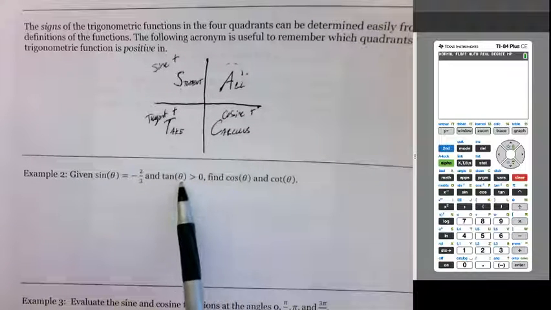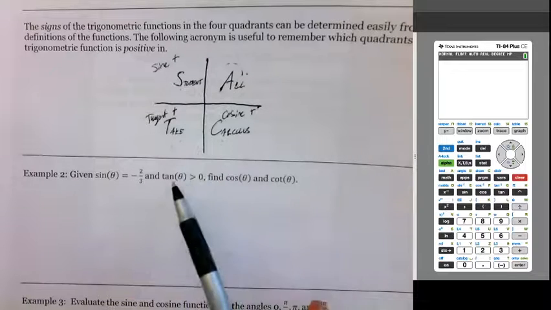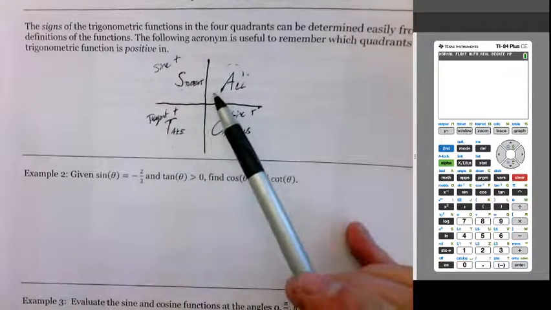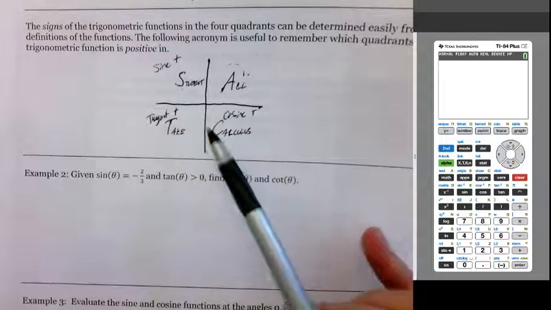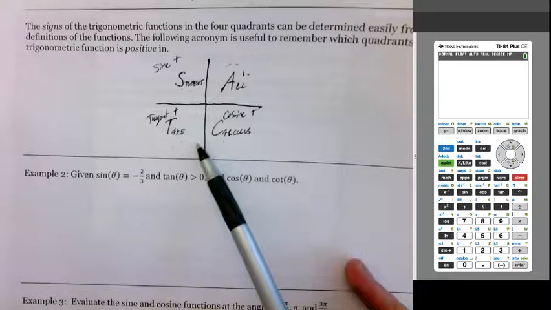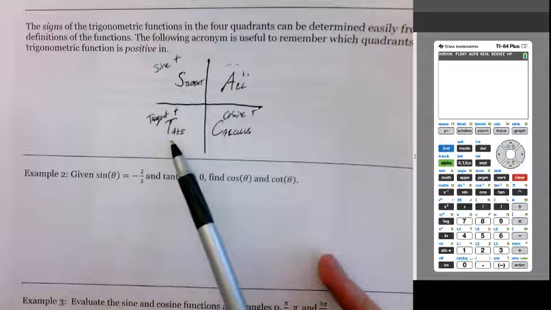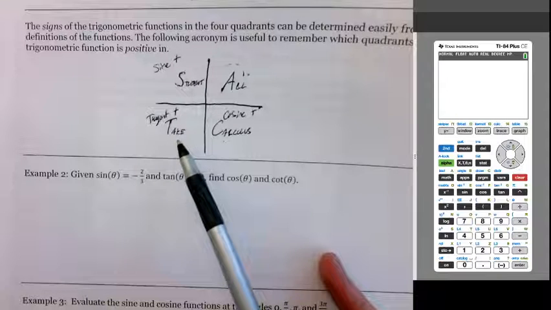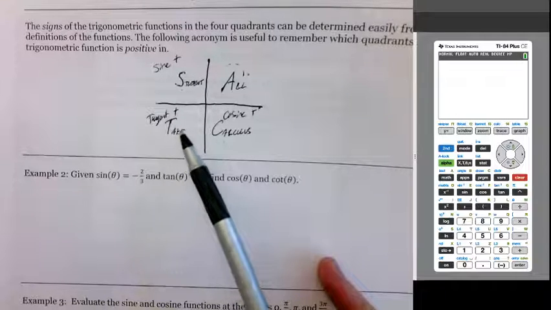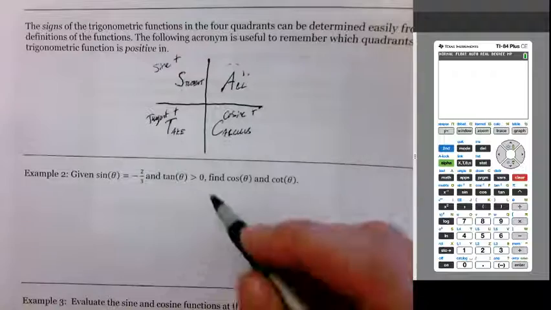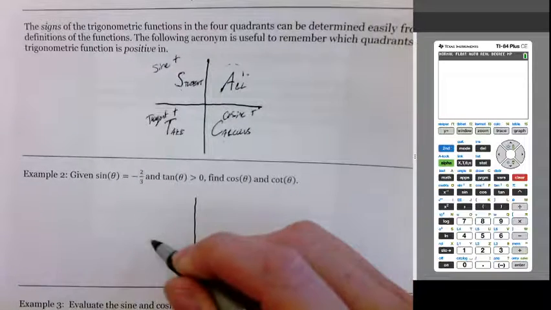But because tangent is greater than 0, meaning tangent's positive here and here, which one of these two spots satisfies them both? This spot here. Tangent's positive here and sine is negative here. Therefore, we must be in this third quadrant. So we can draw a picture.